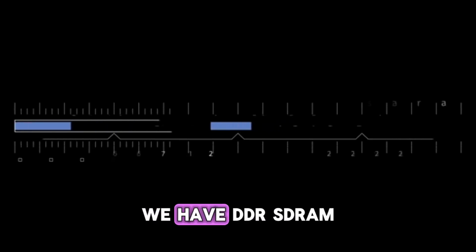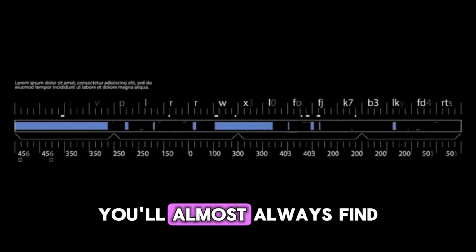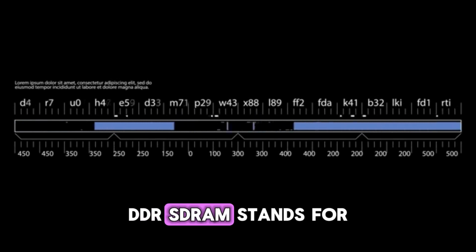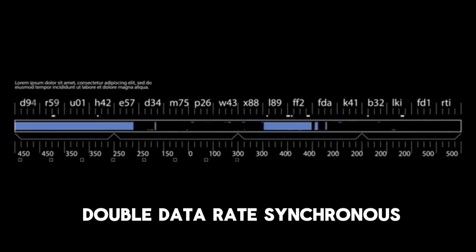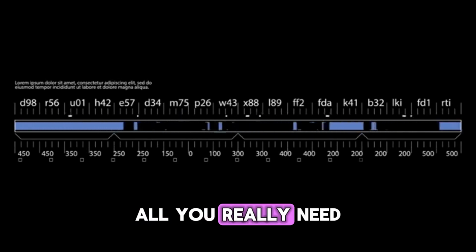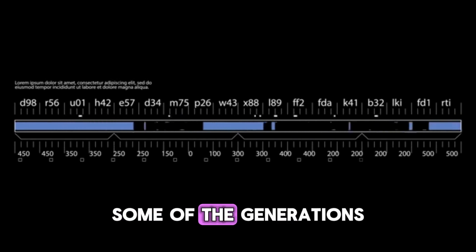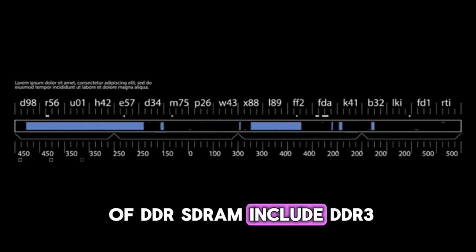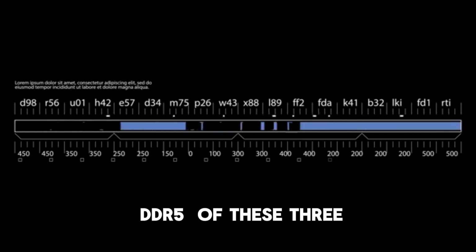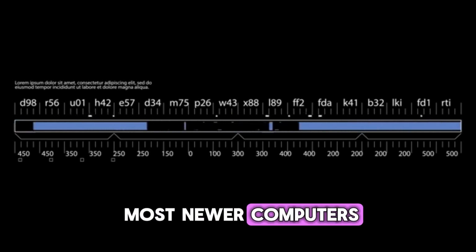Moving on, we have DDR SDRAM. This is the type of RAM you'll almost always find in your desktop or laptop computer. DDR SDRAM stands for Double Data Rate, Synchronous Dynamic Random Access Memory. Don't worry, all you really need to know is that this is the most common type of RAM out there. Some of the generations of DDR include DDR3, DDR4, and the newest DDR5. Of these three, DDR4 is the most common, and it's what you'll typically find in most newer computers.